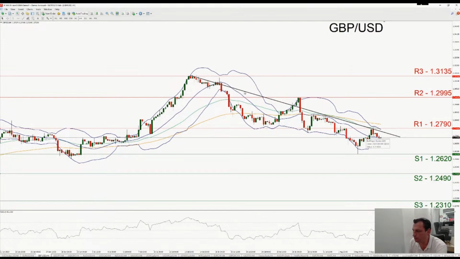So practically, I would expect that should the pair stabilize, we may see the downward trend line being broken, yet at the same time, the price action of the pair respecting the 1.2790 and remaining below it. For a bullish outlook, we would require the pair to rise, break the downward trend line mentioned, break the R1, 1.2790 clearly, and start aiming for the R2, 1.2995.